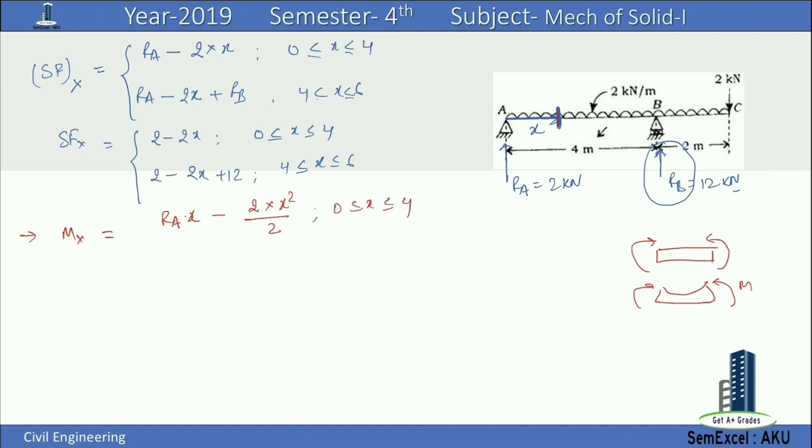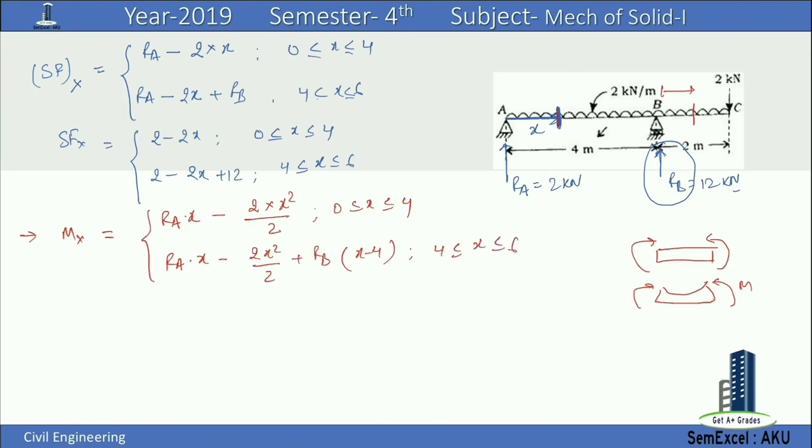If x is more than 4 meters, in that case the moment is equal to RA into x minus 2x square by 2 plus RB into this distance x minus 4. This is if x is equal to 4 to 6.